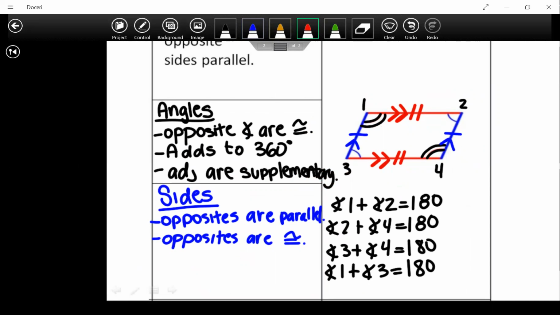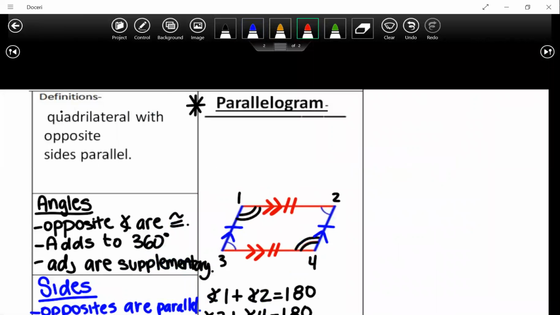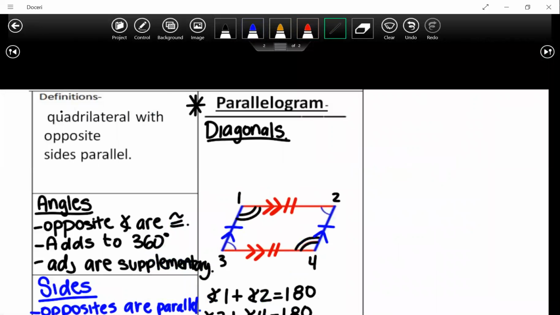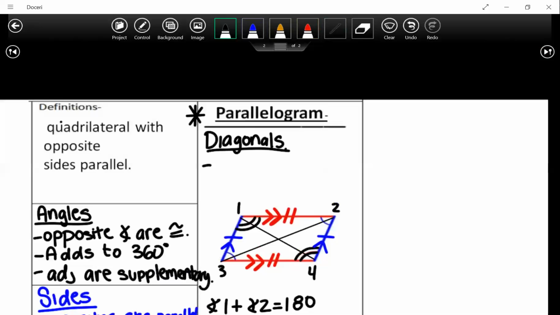What's the last thing we need to talk about that we didn't do before? Diagonals. Diagonals in this case are a little bit nicer. So I'm going to do this on top. This one has a lot of the definitions, so we're going to show everything for this one. For the diagonals, we show them in a different color, going from 2 to 3, 1 to 4. The way that we represent this is not congruent.